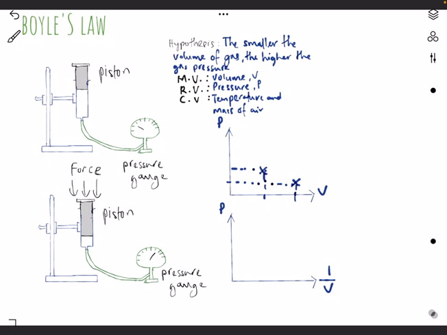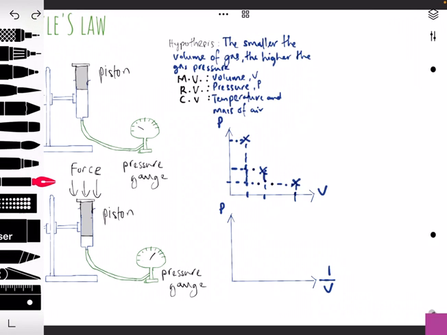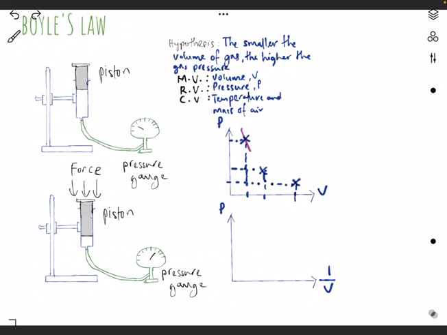And then when you press more, you apply more force, then the volume will decrease, and then the pressure will increase. So the curve is going to be something like this. Or if I use another color of the pen, then you can see it's something like this. So that is the curve of the graph. So from this curve, we can say that pressure is inversely proportional to volume.